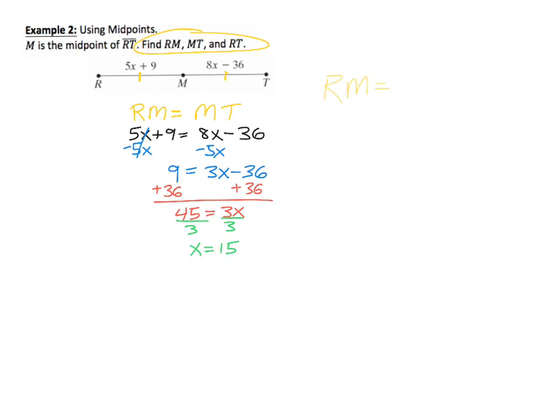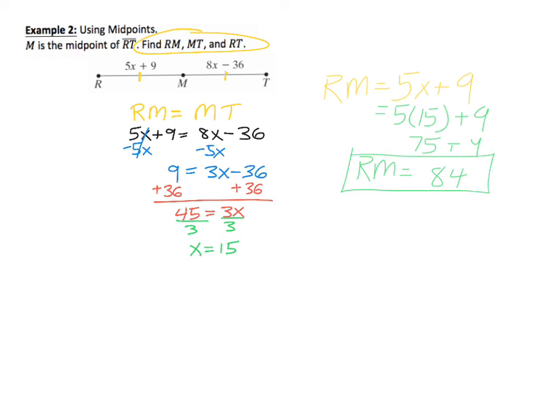RM is equal to 5x plus 9. We just found x, so I'm going to go ahead and sub in 15. 5 times 15 plus 9, that's going to be 75 plus 9, and 75 plus 9 is 84. So there's RM. Now let's do the same with MT.